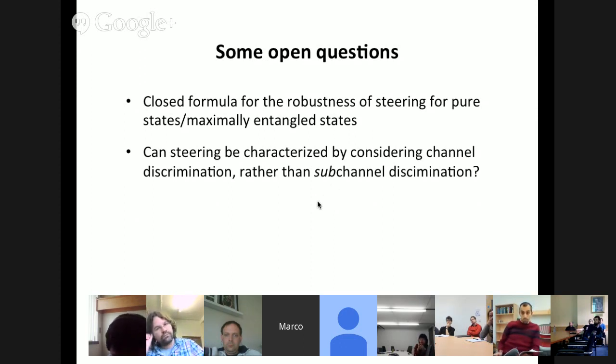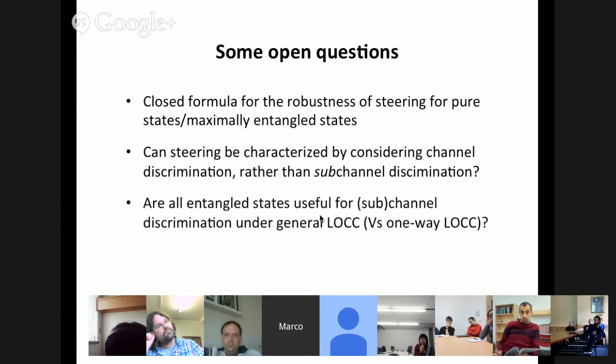It would be interesting to know whether we can go back to a more specific problem of channel discrimination, where every branch is just proportional to a channel. And finally, one last open question is whether we focus on the one-way LOCC because it's difficult to treat general LOCC, but it would still be interesting to know whether under general LOCC all entangled states stay useful, and it's not only that steerable states are useful for subchannel discrimination.